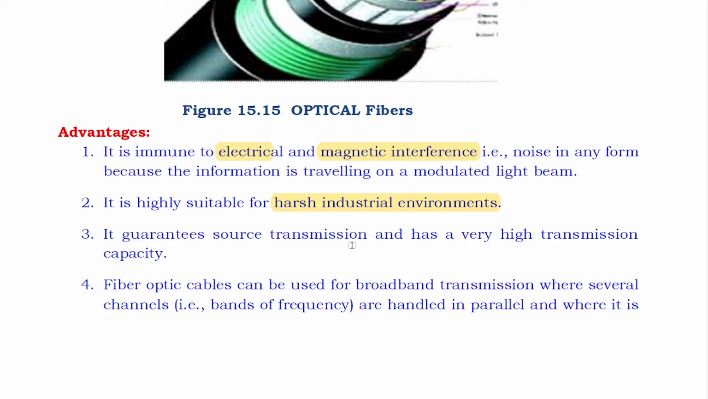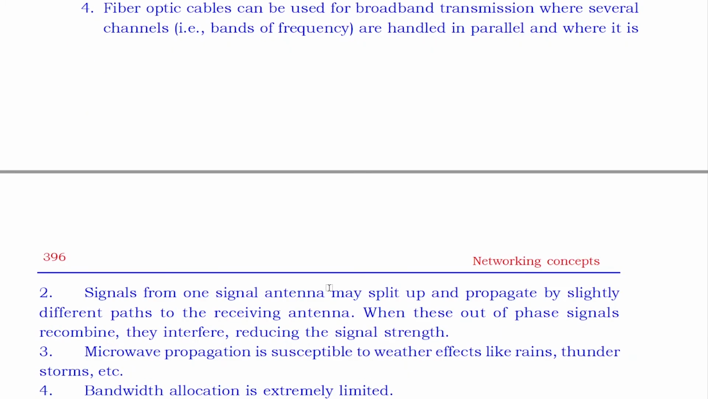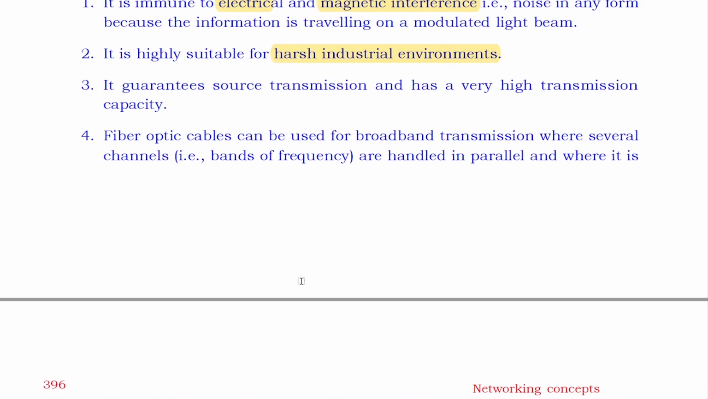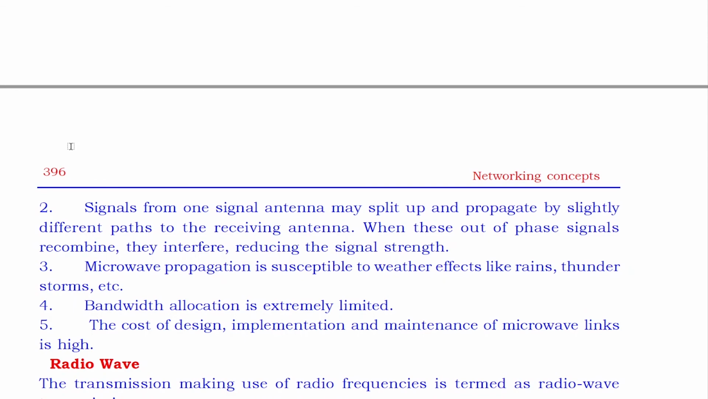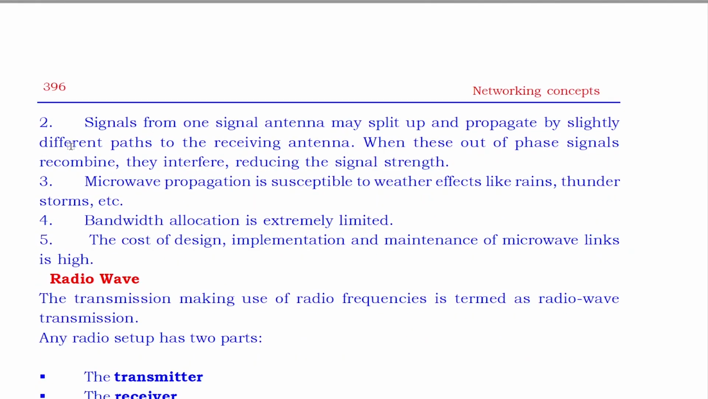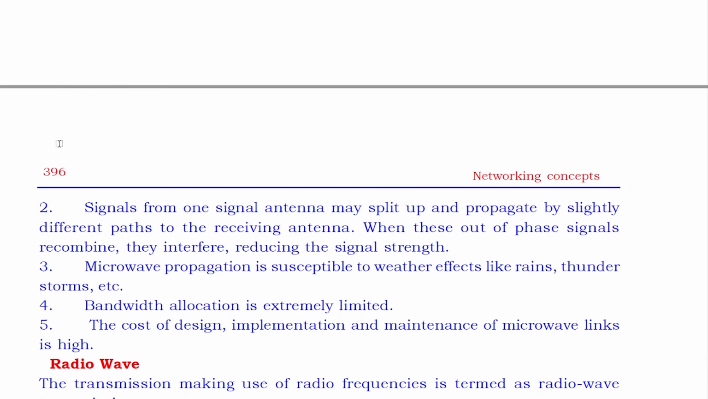Fiber optic cables can be used for broadband transmission where several channels are handled in parallel. Normally when you use broadband transmission, we have many different frequencies, such as 10 Mbps, 100 Mbps or 2 Mbps running in parallel. In those cases, optical fibers are best suited. Signals from one antenna may also be split up and propagated.